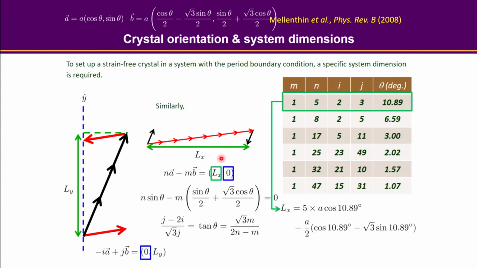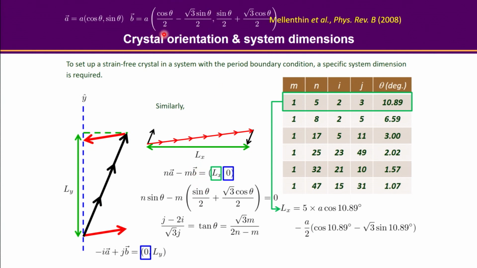We can actually calculate Lx and Ly. In this case, m and n are 1 and 5. So the x component will be 5 a in the x component, minus n is 1, so minus b, but we're just taking the x component of it. So you can see it's 5 times the x component in A, that's cosine, and we know the angle is 10.89, and minus 1 times the x component from B. So I'm plugging everything in here, right?